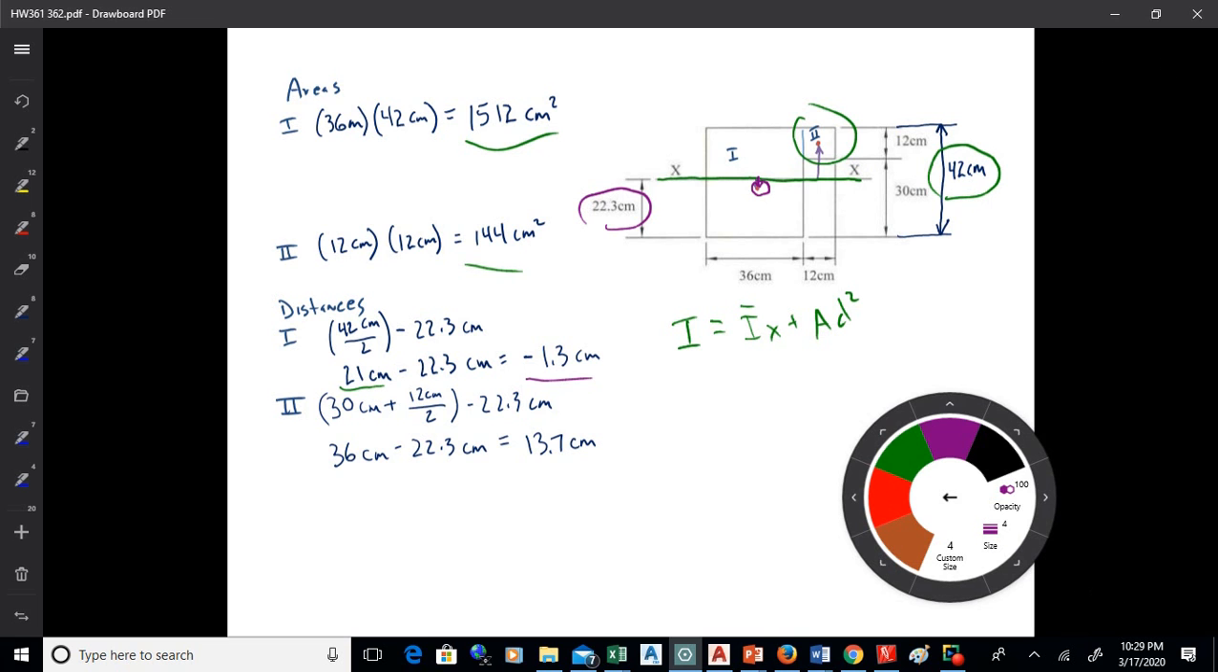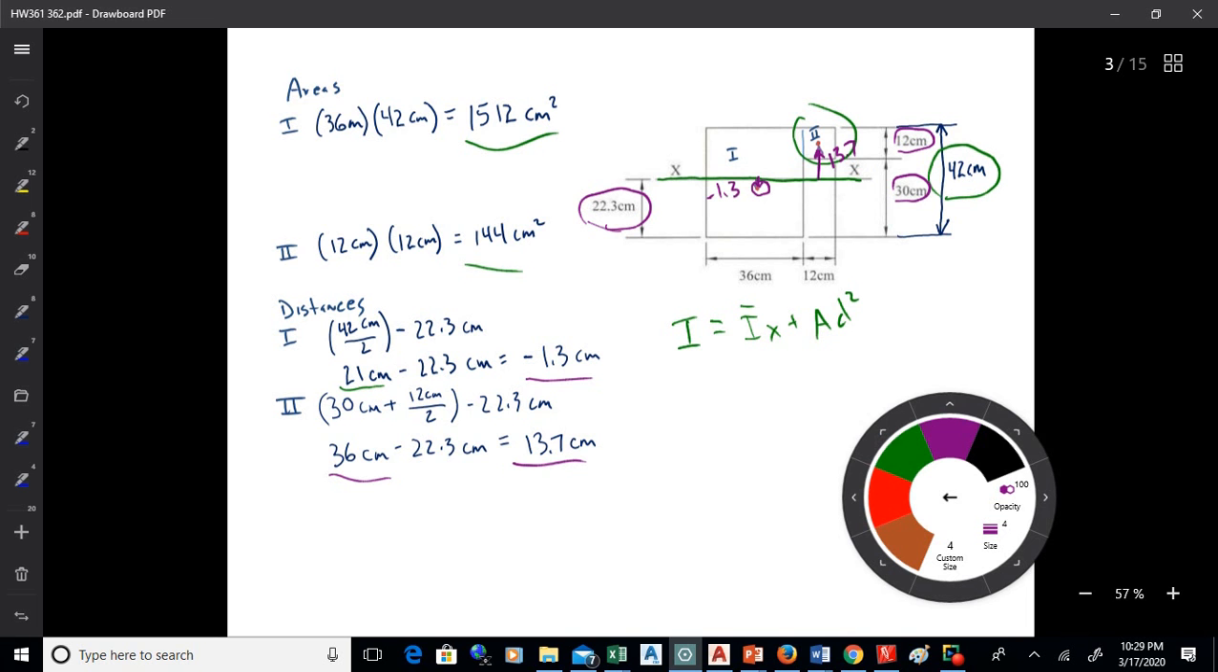Now to get to the smaller rectangle, I'm going to find this offset distance. I'm measuring up from the base, so I'm going to go up 30, and then the rectangle would be halfway up to 12, which is 6, so that's 36 high. Then I'll take away the 22.3, which is the distance from the base of the rectangle to the XX axis. When I take that away, I get 13.7. That's this distance right here. So that's 13.7, and this other one is negative 1.3.